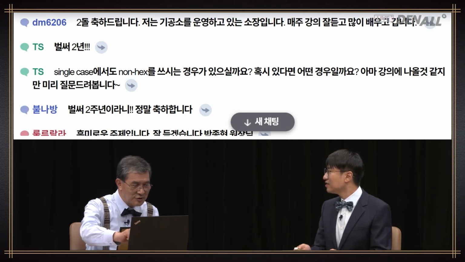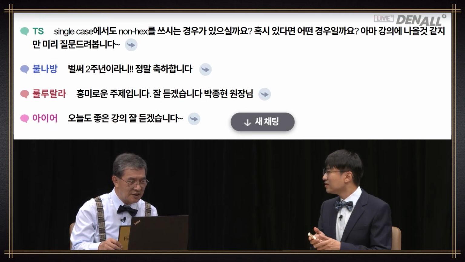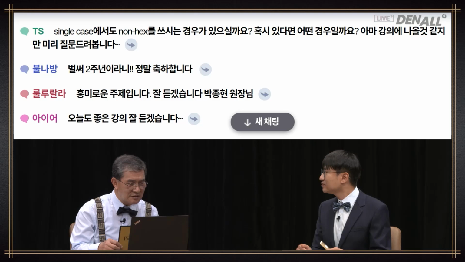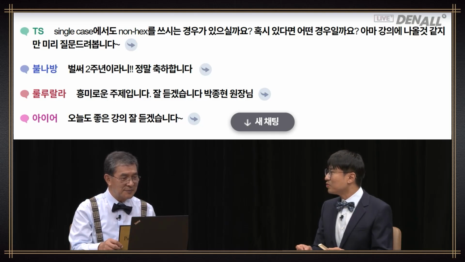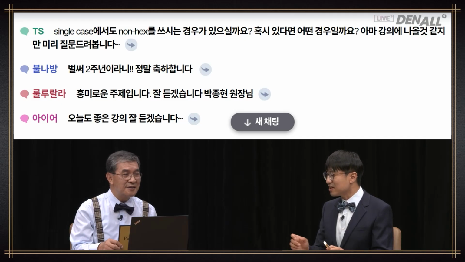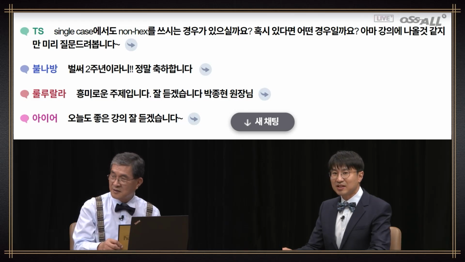DM6206. This person runs a lab. TS asks: do you use a non-hex abutment in single cases as well? If so, what kind of case would you use it? I'm sure you're going to address it, but I'm asking ahead. Hex, non-hex topic. The questions are quite similar, so I anticipated this question and made slides. I'm going to explain as I look at my slides.